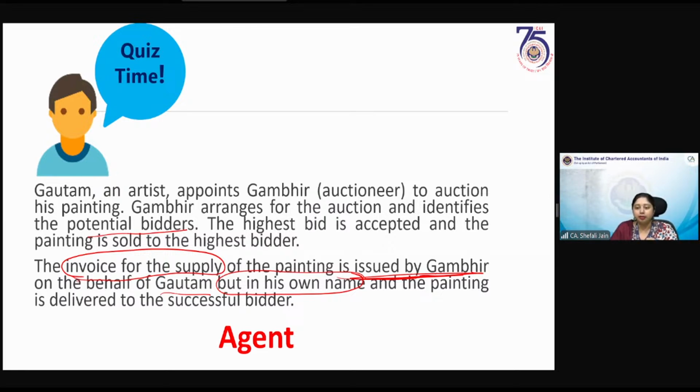Why? Because it is coming into your mind that he is an agent, but he will not be considered as an agent if he is not issuing invoice in his own name. He has to issue invoice in his own name to be an agent as per para 3 of schedule 1. In this case, since he is issuing invoice in his own name, that is why he is an agent, and therefore this transaction qualifies as supply under para 3 of schedule 1. Okay, I hope everybody got this point.